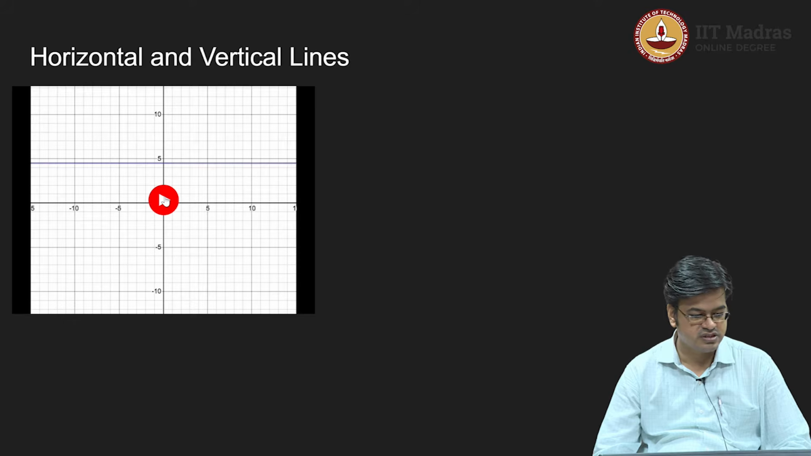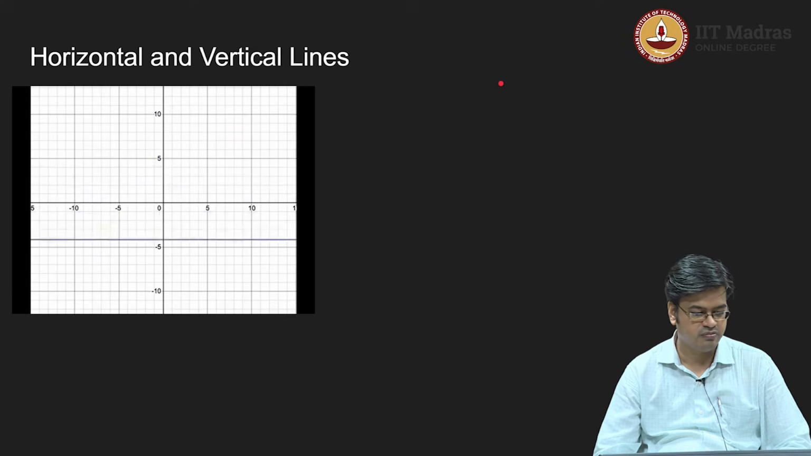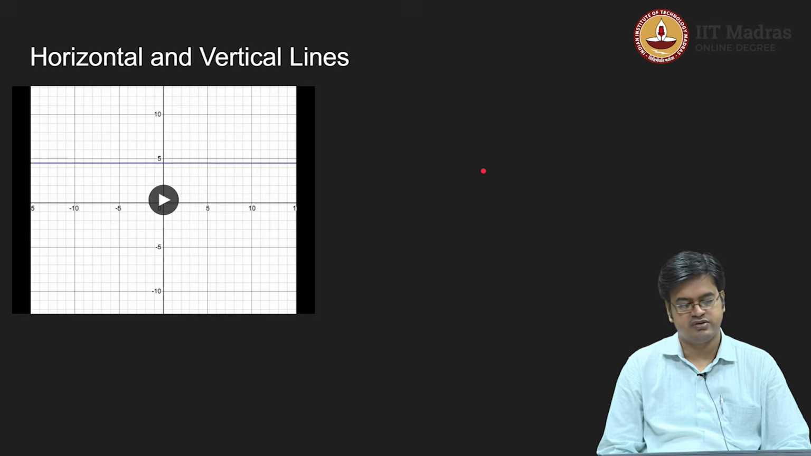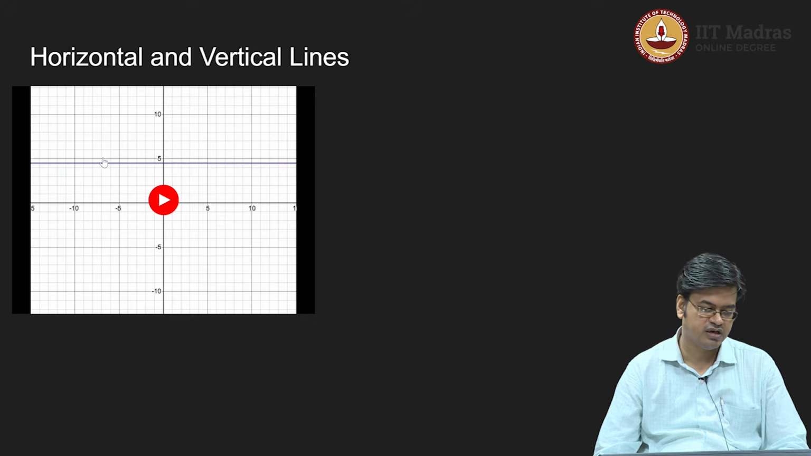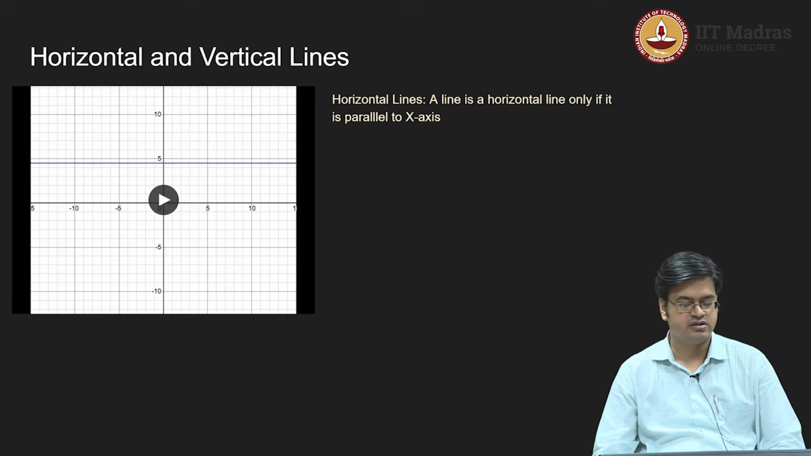Now there can be infinitely many such lines, so you can have infinitely many horizontal lines, as can be seen from the video. Now how to represent this line uniquely is my question. So let us say I need to find the condition for this line. How can I find it? Let us first define a horizontal line: a line is a horizontal line if and only if it is parallel to the x-axis. This is our definition of a horizontal line.